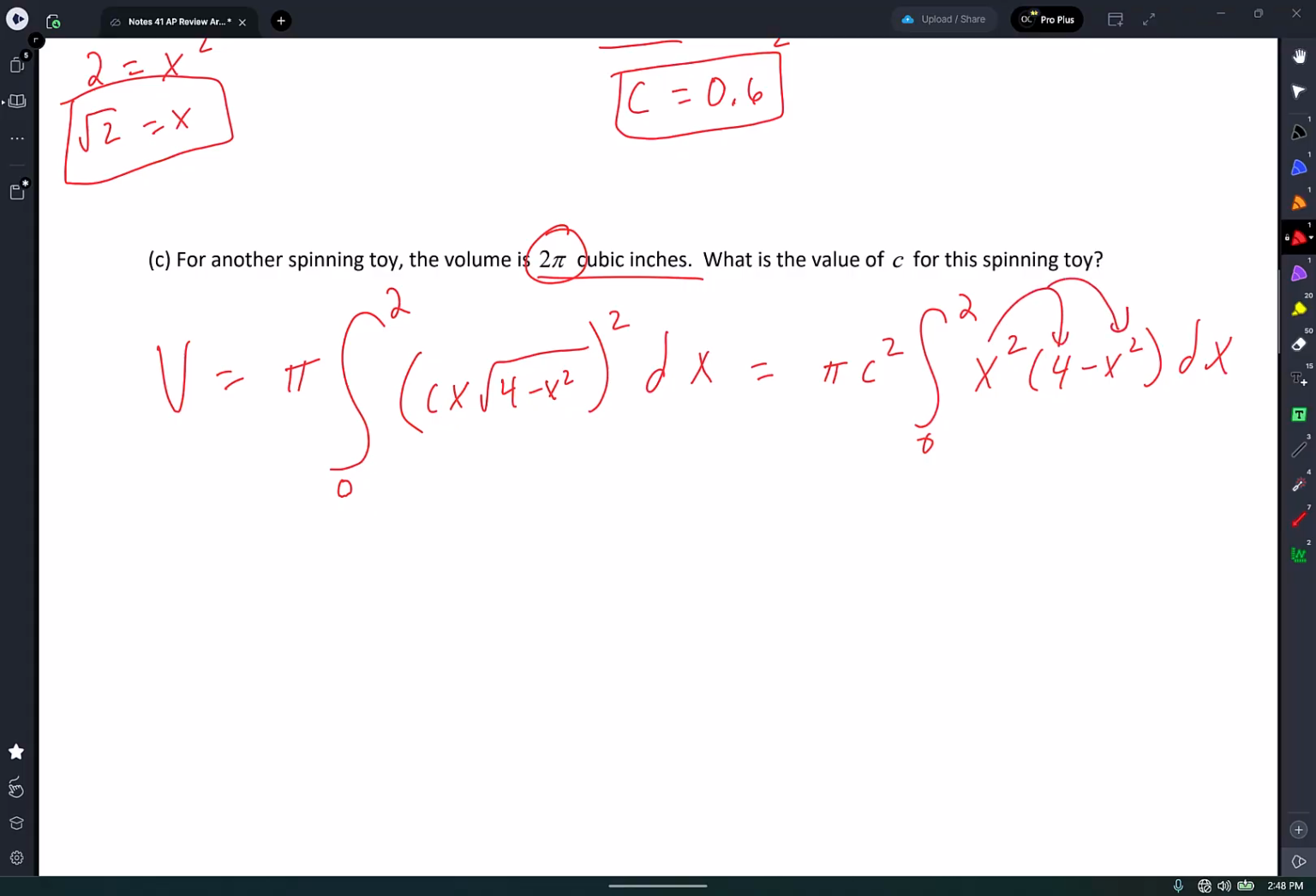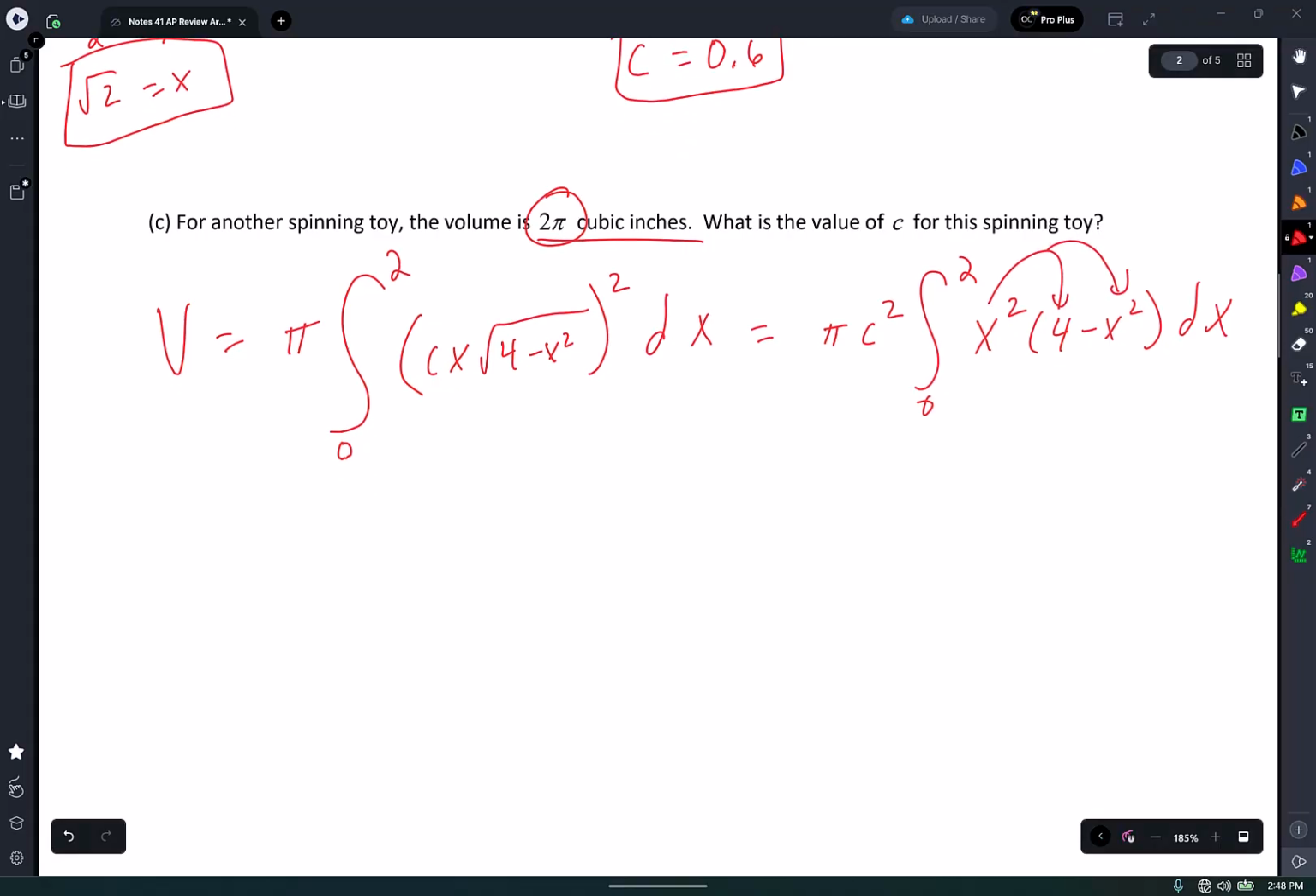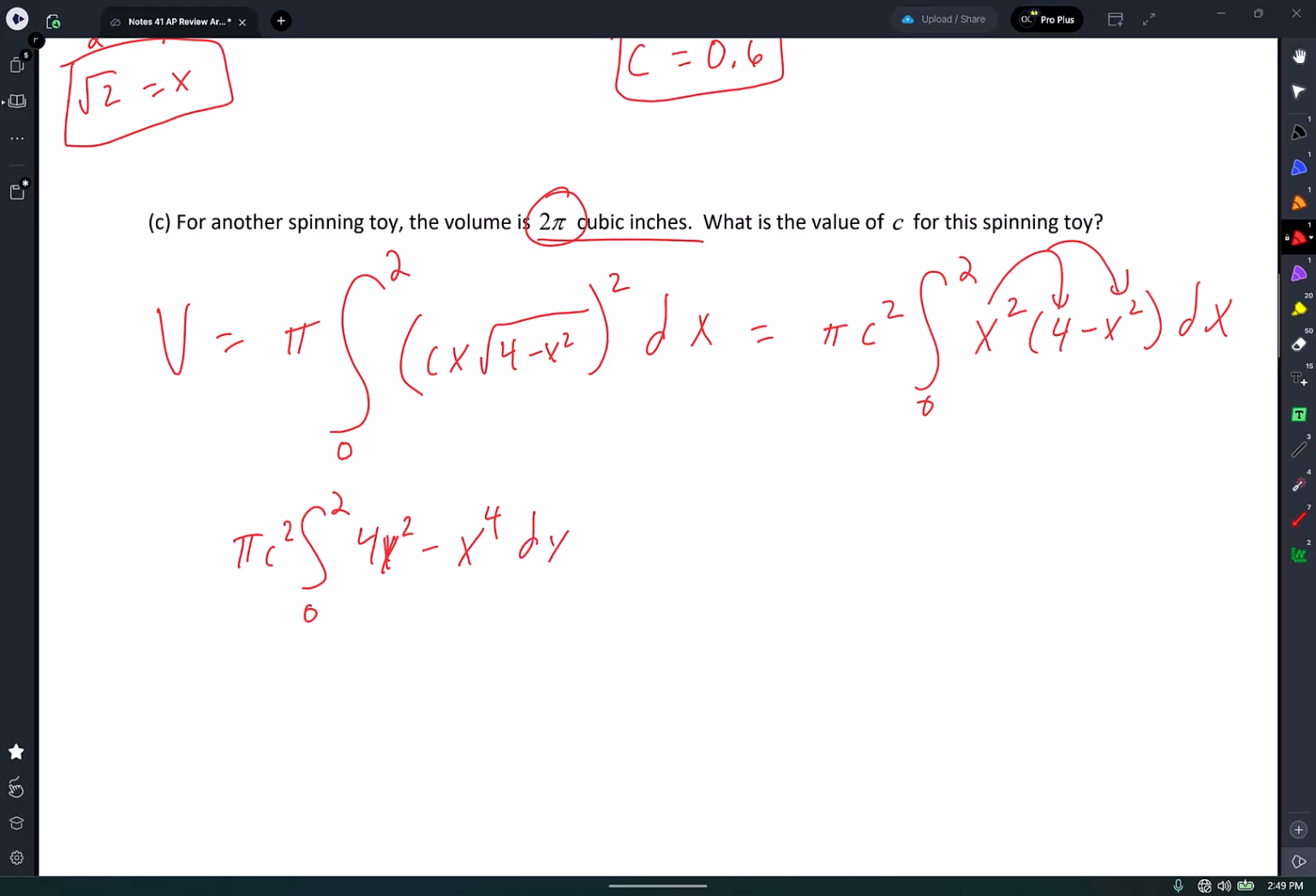Bam! Pi c squared integral, let me write it a little lower. Pi c squared integral 0 to 2, 4x squared minus x to the 4th. And then put the dx. Are we still okay? All right, I know this all equals 2 pi. I'll put it in the end.